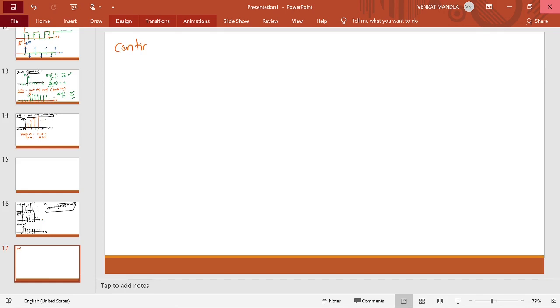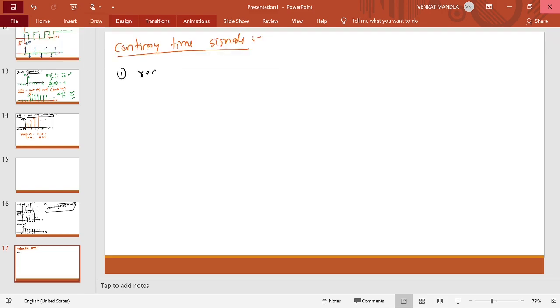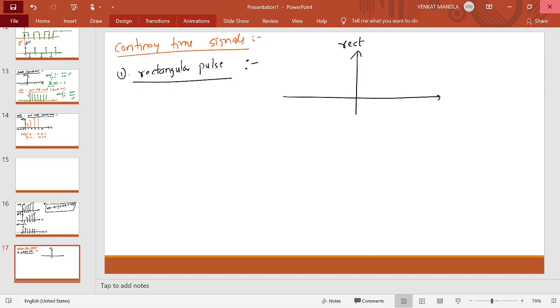Continuous time signals, again I'm coming. In that, the first one is the rectangular pulse. It is a very important signal, both in communication and in signals and systems. I will represent this as rect of t by T, or as the gated signal G_T of t. The suffix T represents the pulse width, that is, minus T by 2 to plus T by 2. Suppose amplitude 1.